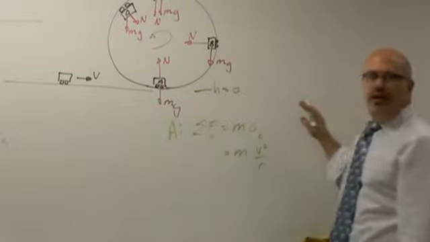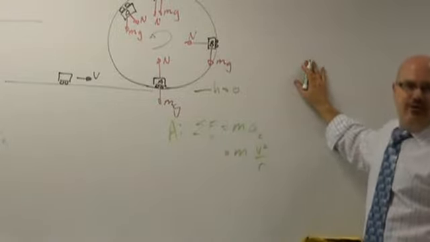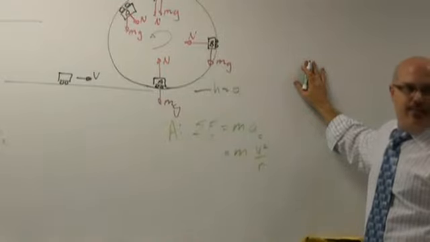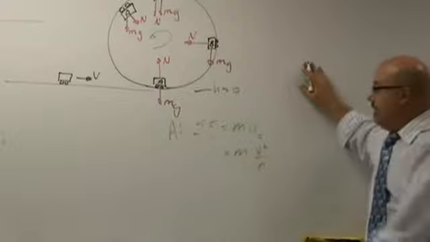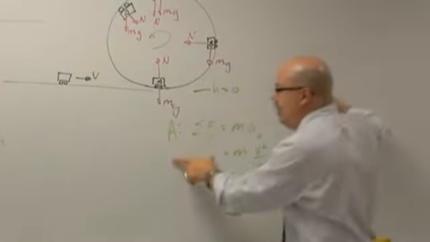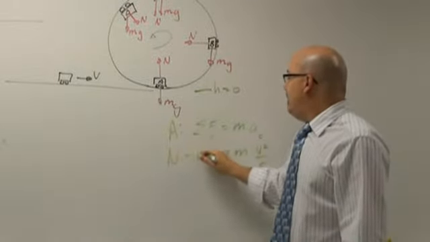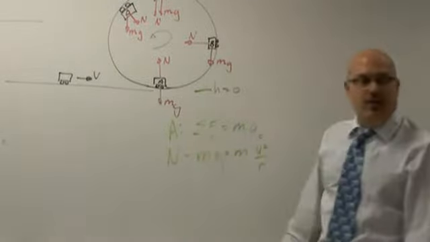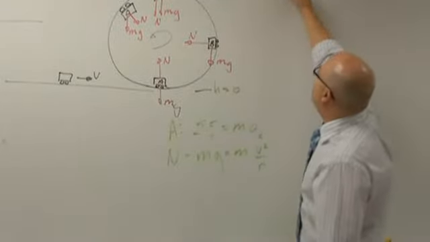Good question. Which way do you want to be positive? Towards the center is a good way to pick every time, because you're going to be accelerating in that direction, right? So that will make that positive. And so what goes here? N minus mg. There you go. Okay? Now let's look at the spot at the top.